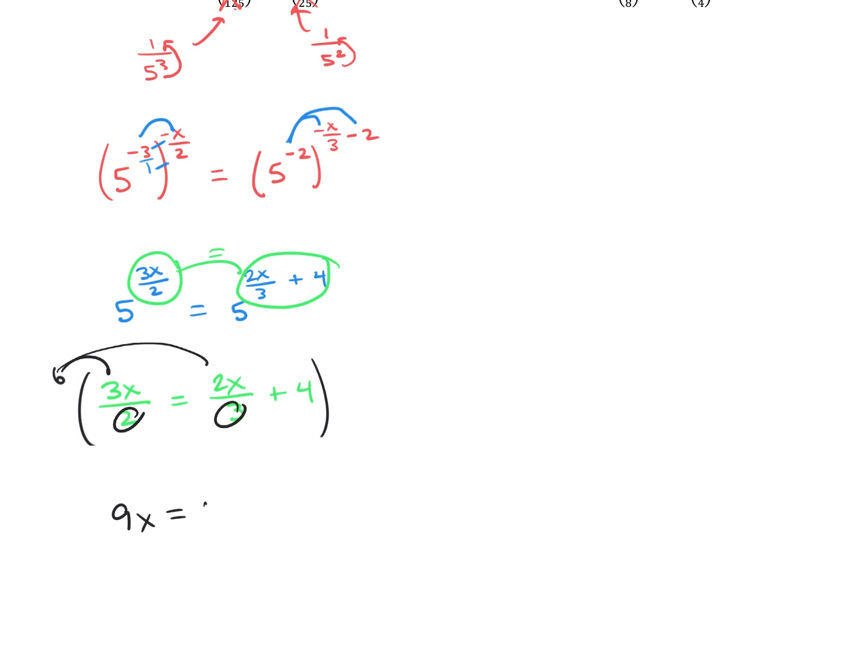12x divided by 3 is 4x. Got rid of that fraction. And then to keep it balanced, we also have to multiply the 6 times the 4. That's not a fraction, so that's just 6 times 4, which is a positive 24.